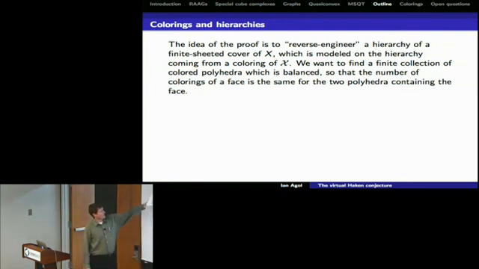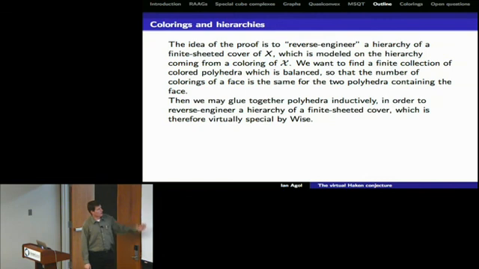So we find a finite collection of these colored polyhedra, which has some kind of balancing relation. This is kind of like Thurston's reflection trick in his geometrization theorem. So the number of colorings of a face is the same for two polyhedra that contain that face. And then you can glue the polyhedra together inductively. So you start gluing these polyhedra together to get a finite-sheeted covering space, which then has a quasi-convex hierarchy and is therefore virtually special by Wise's result.